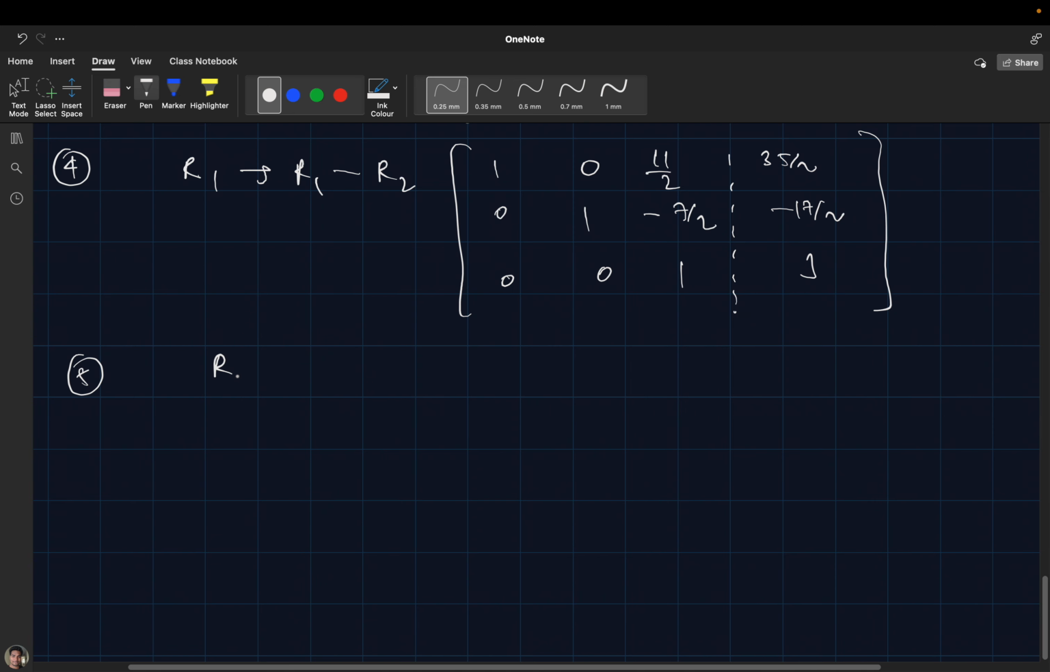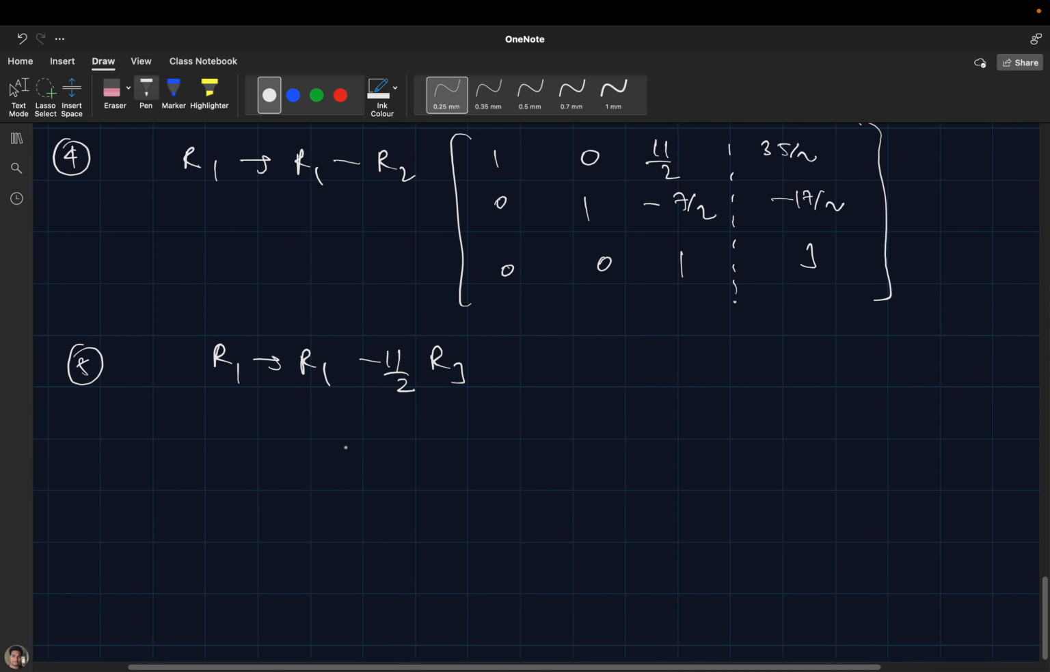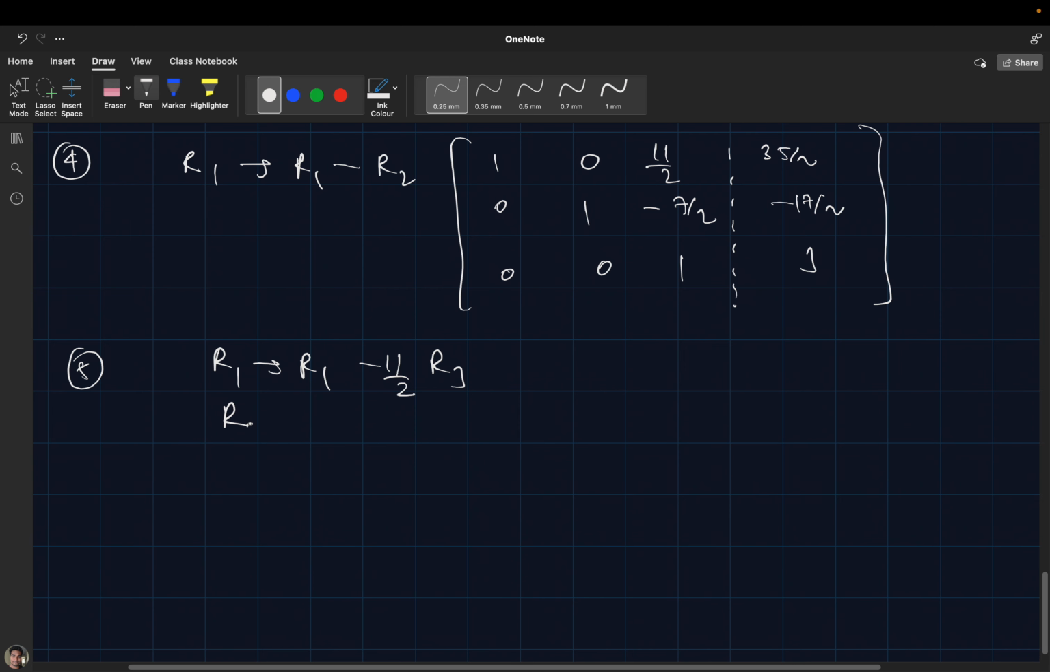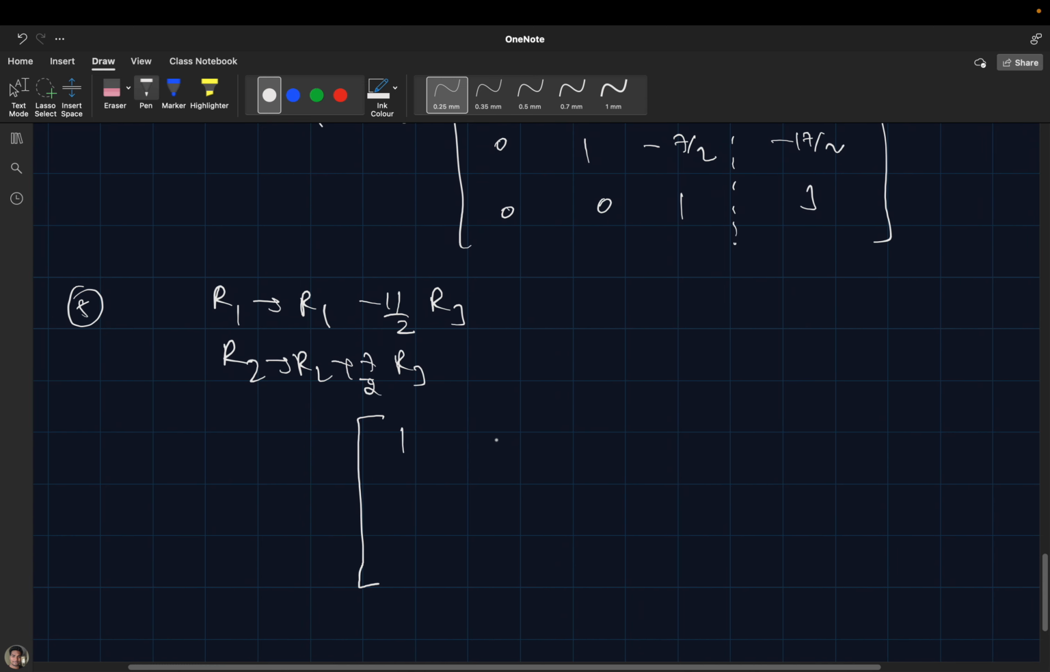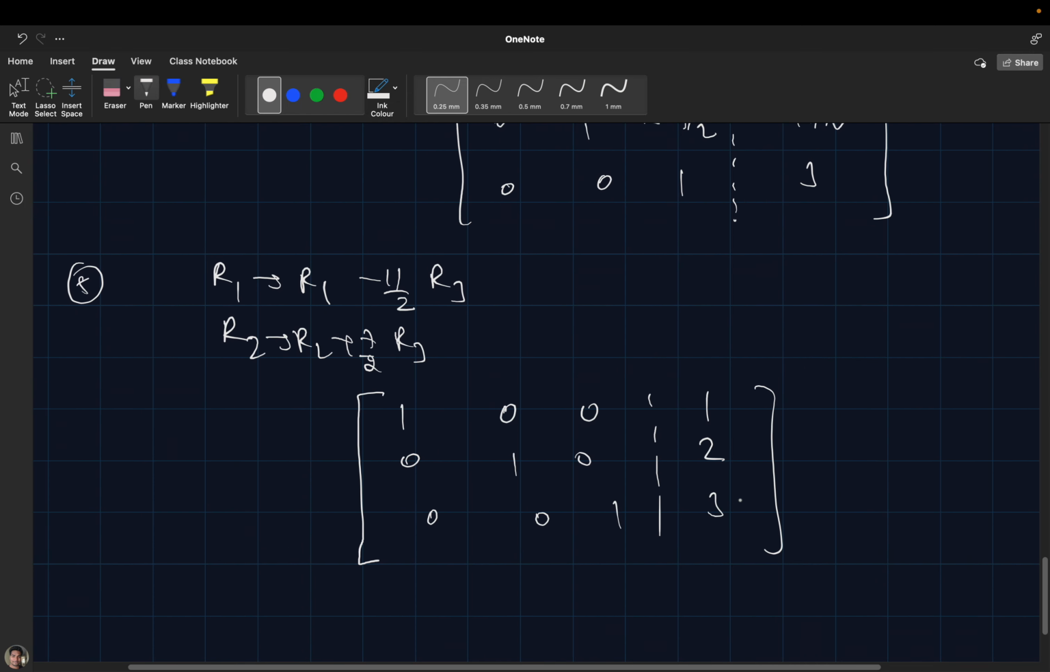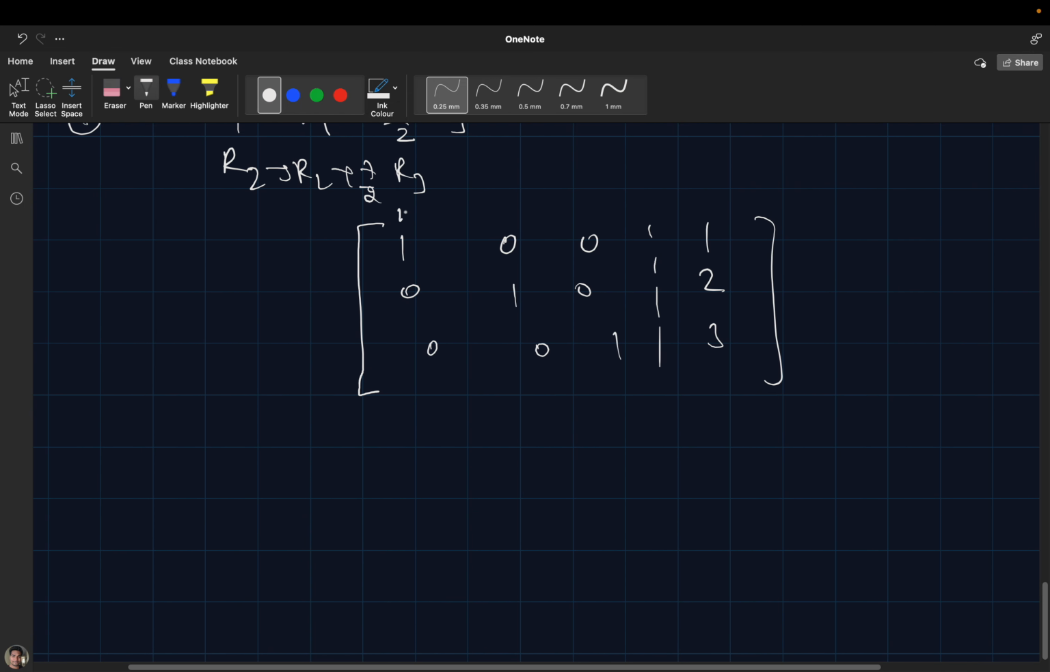So now I will do R1 change to R1 minus 11 by 2 R3, and we will get the direct values of x, y, and z. Now R2 change to R2 plus 7 by 2 R3. That will make the matrix 1 0 0 1, 0 1 0 2, 0 0 1 3. Now replace like this, and you will get x1 equal to 1, x2 equal to 2, x3 equal to 3.